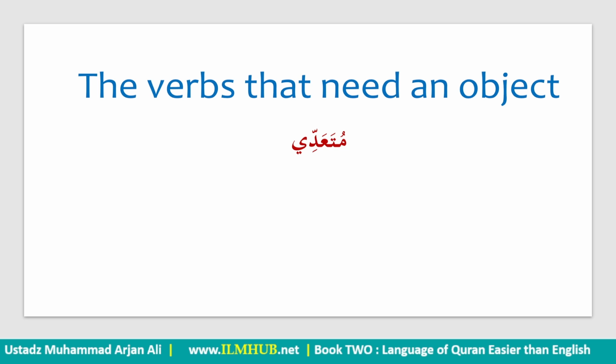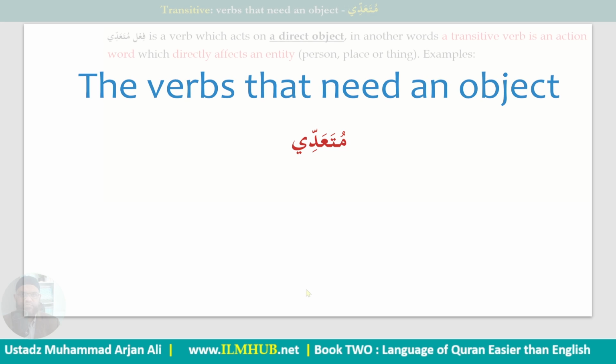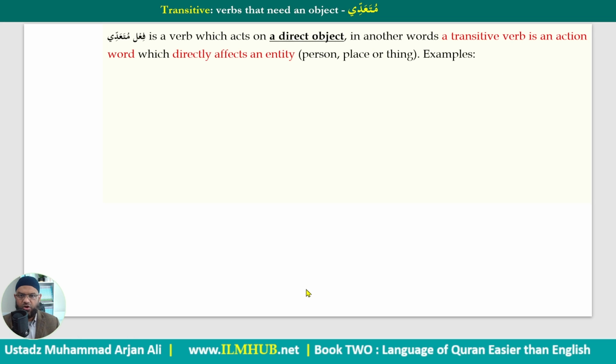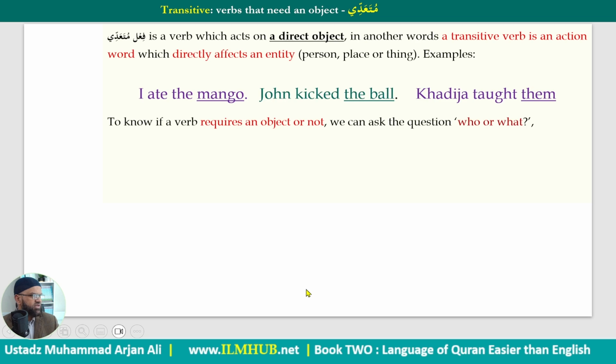Muta'addi, the verbs that need an object. Muta'addi is the opposite of lazim, meaning they need an object to clarify the sentence. So we have here a transitive verb, which is an action word, meaning a verb which directly affects an entity, a person, place, or thing. Let's look at some examples and hopefully, inshallah, the topic will make full sense to you.